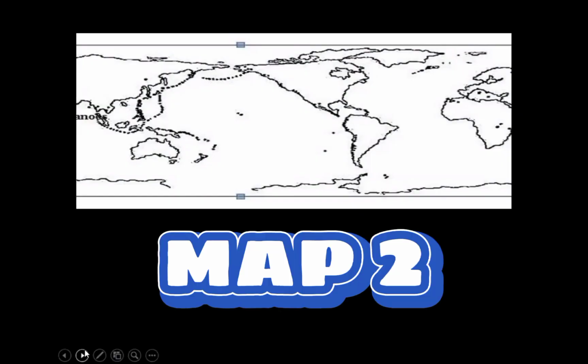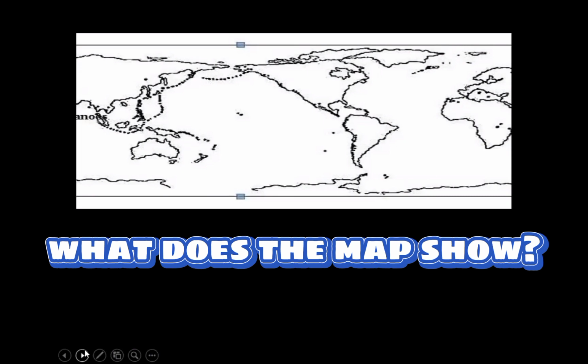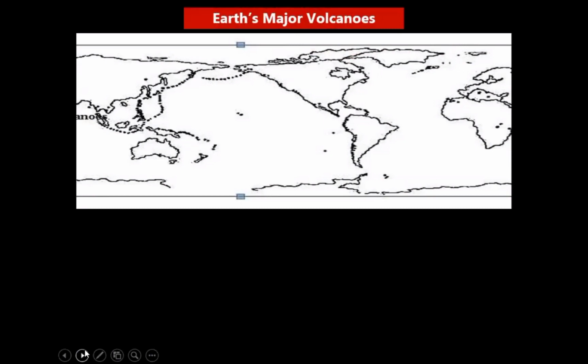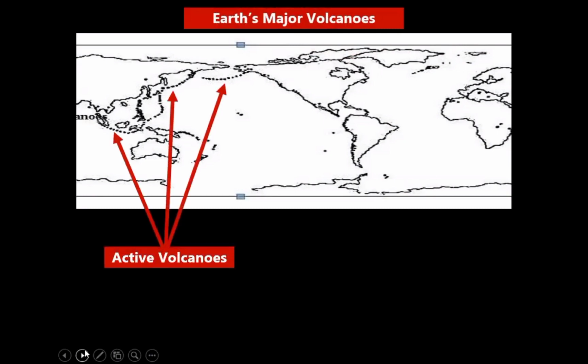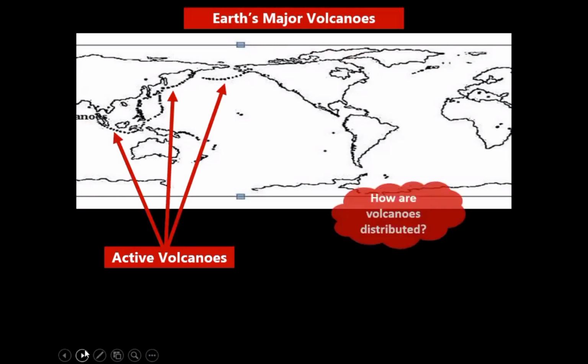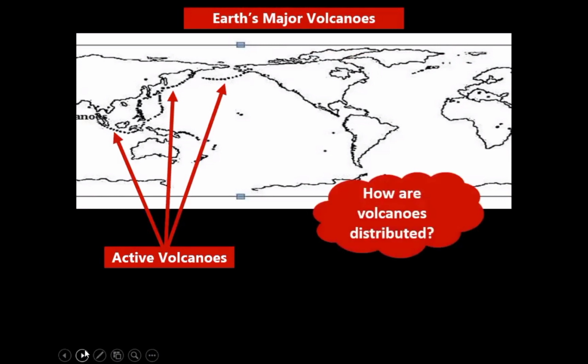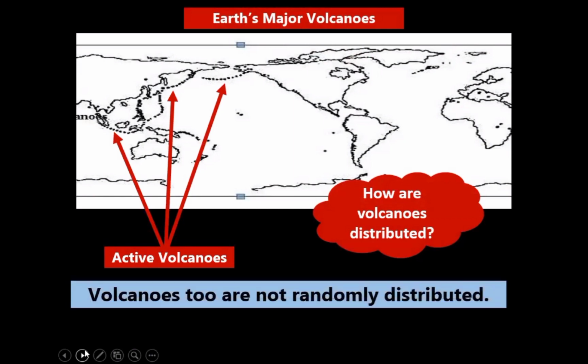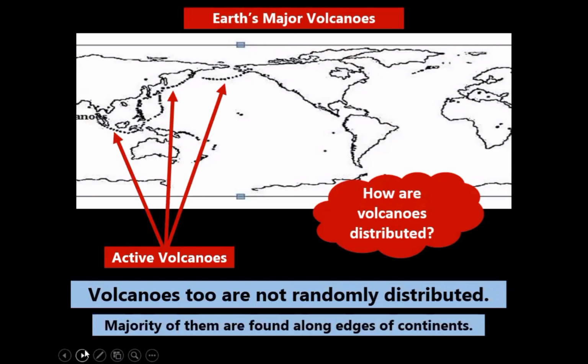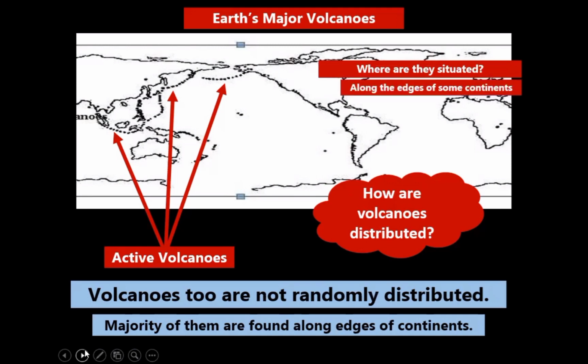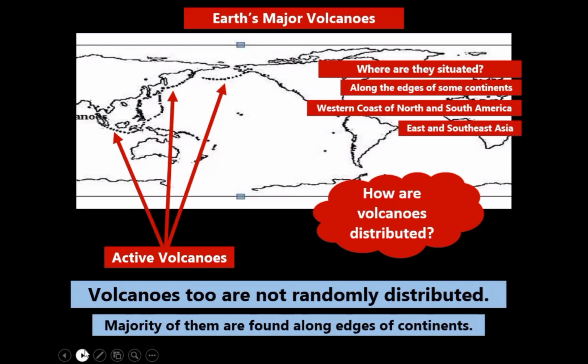Now, let's have the second map. What does the map show? This map shows the Earth's major volcanoes. Take note that the dark dots are the active volcanoes. And now, how are volcanoes distributed? Volcanoes too are not randomly distributed. Majority of them are found along edges of continents. And where are they situated? Along the edges of some continents, western coast of North and South America, East and Southeast Asia.